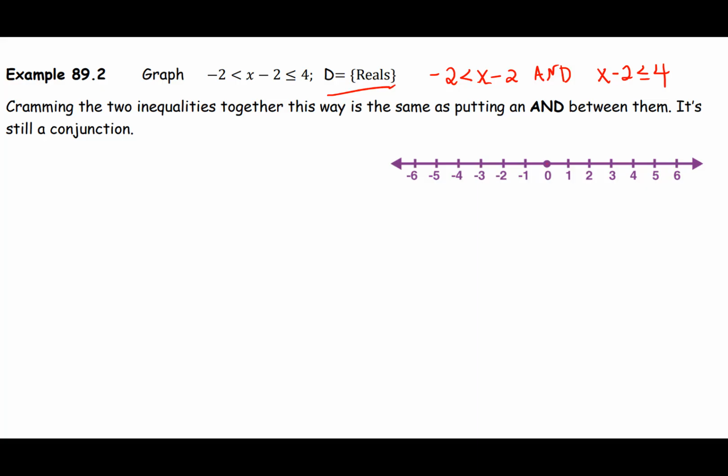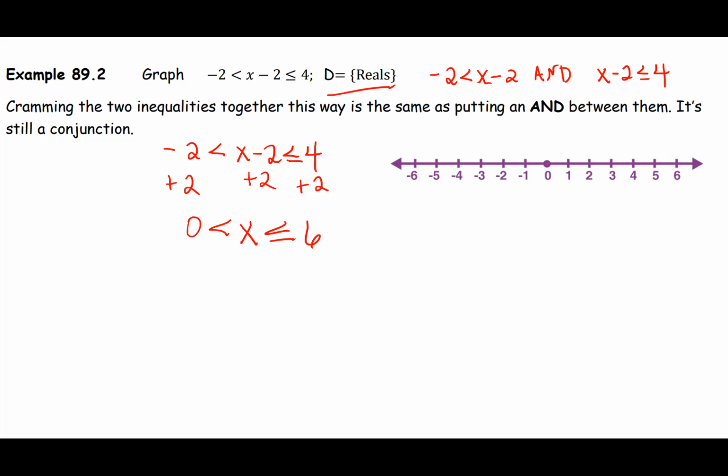Now, notice our domain is reals. That means that we're talking about any kind of number on the number line. And so first of all, we know that we have to solve for x before we can do anything. And this time, when we're solving for x, it's going to be kind of like we have 3 sides of our inequality. So we're going to add 2 to all 3 of these groups here. We're going to add 2, and add 2 over here. So that's going to be 0 is less than x is less than or equal to 6.